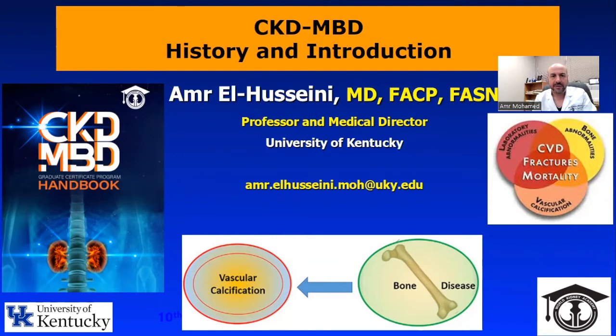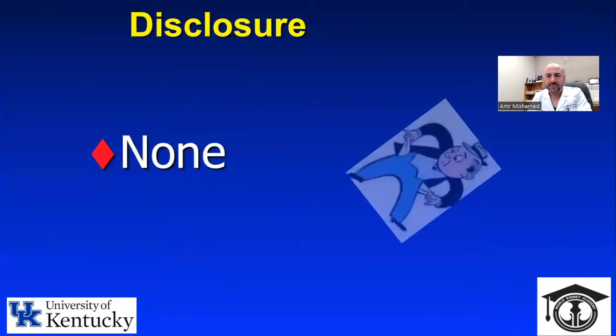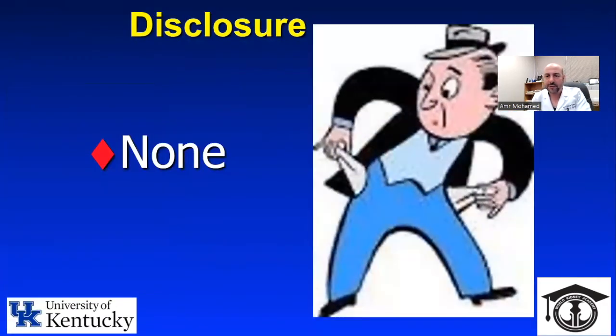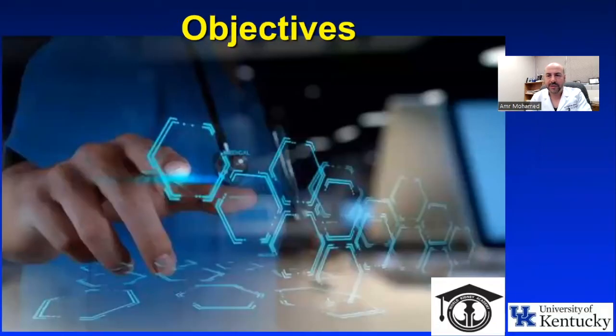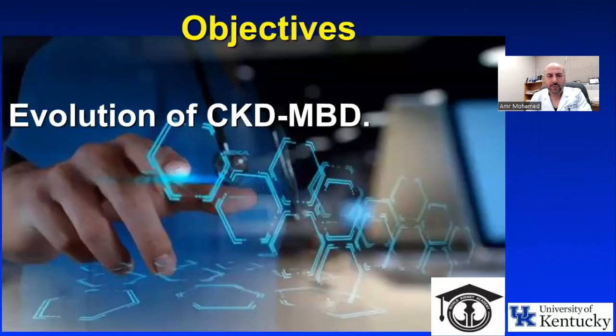In the past, the terminology of renal osteodystrophy and metabolic renal disease was most commonly used by nephrologists, but after the discovery and establishment of cardiovascular calcification, these terms have changed, and now this broader term of CKD-MBD is used more.